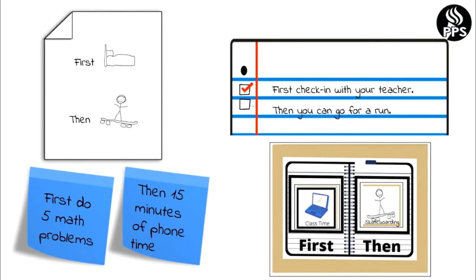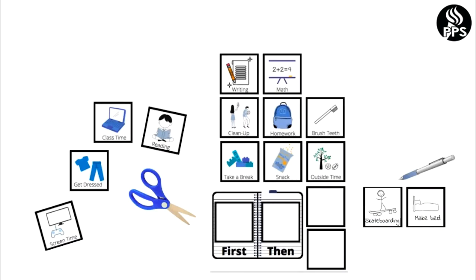But remember, when thinking about the tool that will work for your child, consider their developmental levels and specific needs. The First-Then visual picture board is available on our website as an additional resource. The first step is to print it out and cut out each part.